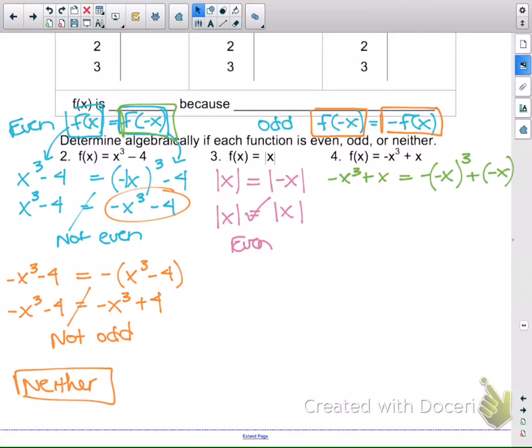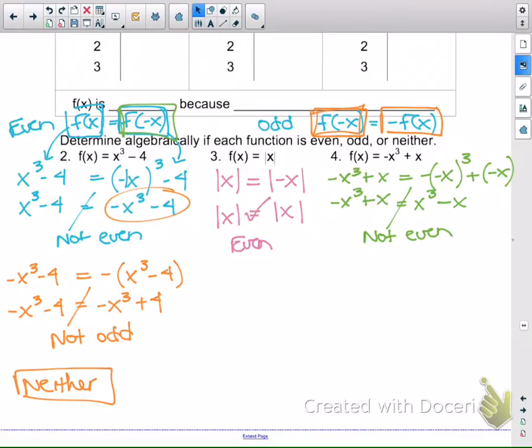Okay? On the left-hand side, I do not have to simplify this. On the right-hand side, when I cube a (-x), what does it give me? Negative, but the negative out front makes it positive x³. Plus a (-x) is just minus x. So our question is, are those equal? Nope. So what's that tell me? Not even.